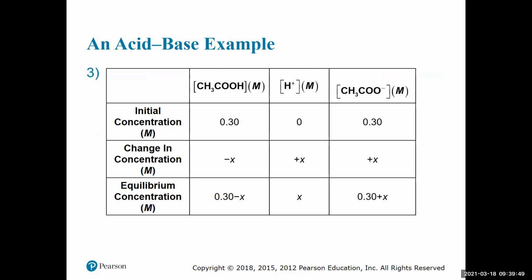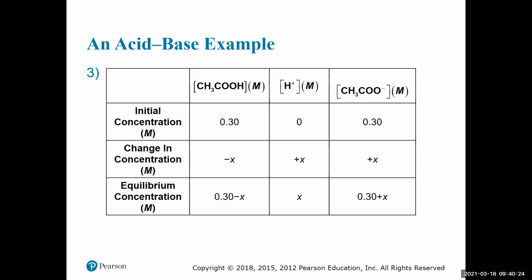All right, we go ahead and set up our table that we love these days because we've been doing this for a while. On the top, we've got the reactants and products. On the left-hand side, we've got initial concentration, change, and equilibrium. Initial is 0.3 for the acetic acid, 0 for the proton, and 0.3 for the acetate. And then we have a change. Some amount of this acetic acid is going to dissociate, gives us X formed and X formed.